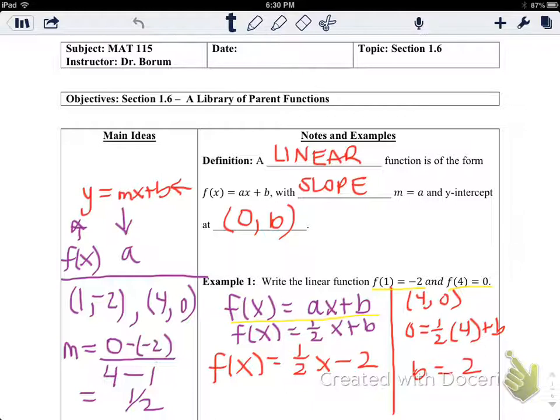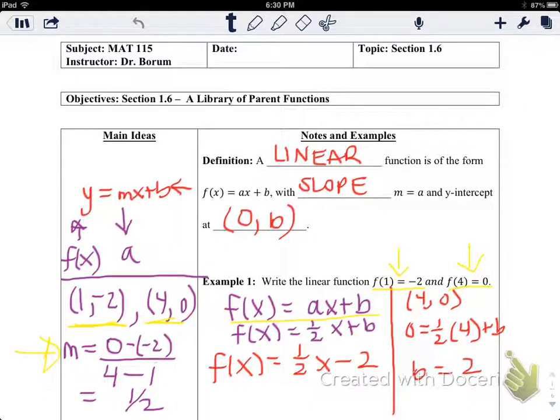So given those two values exist in your function, write the linear function. So basically we have 2 points, right? And since we have 2 points, we can find the slope, we can find the y-intercept. So here are the 2 points. If we wrote them as ordered pairs, they would look like (1, -2), which corresponds to that first input value we have, and then (4, 0) corresponds to the second. And so then we can find the slope here.